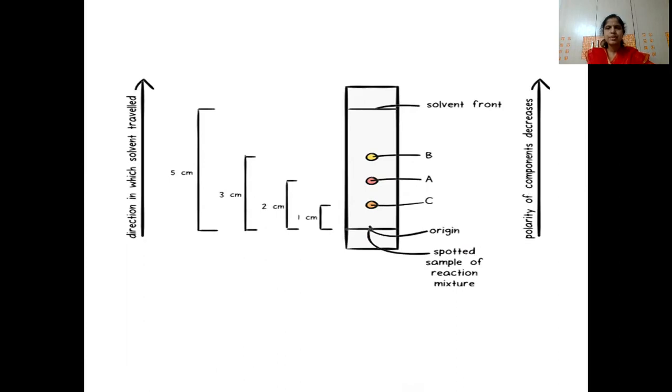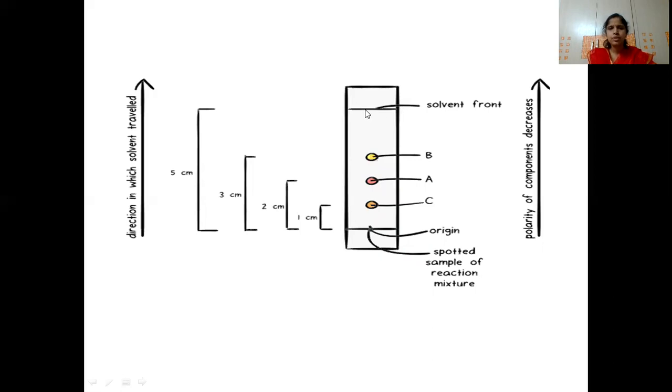Now, in this case, you can see again the slide. This is after development, where you can see three spots again. This is the origin, the spotted sample of reaction mixture. So we have loaded the sample here. Then after development of this TLC, these are the three spots which were identified. That means three components are present in the mixture. So as I said, we have to see that when the solvent has traveled up to 3/4 of the distance, this is the distance traveled by the solvent.